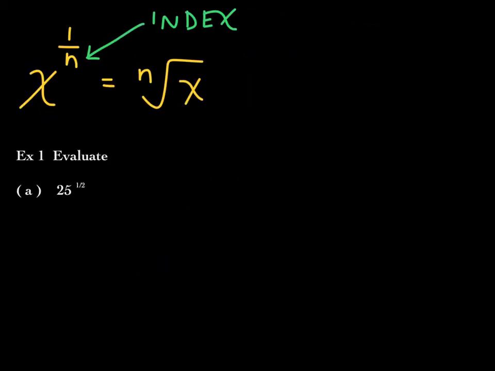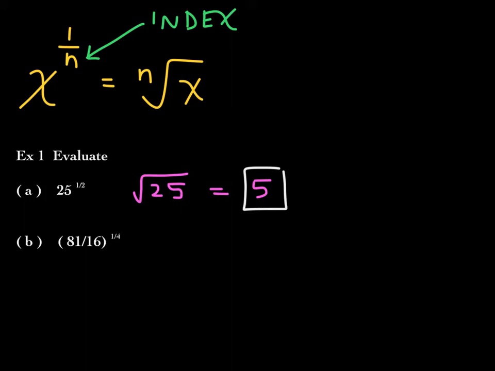So look at this first example. Evaluate 25 raised to the power of 1/2. Remember that the denominator of your fractional exponent represents the index in radical notation. Therefore, your index is 2, which means we're talking about a square root here. So 25 raised to the 1/2 power just means the principal square root of 25, which is 5. So the answer is 5.